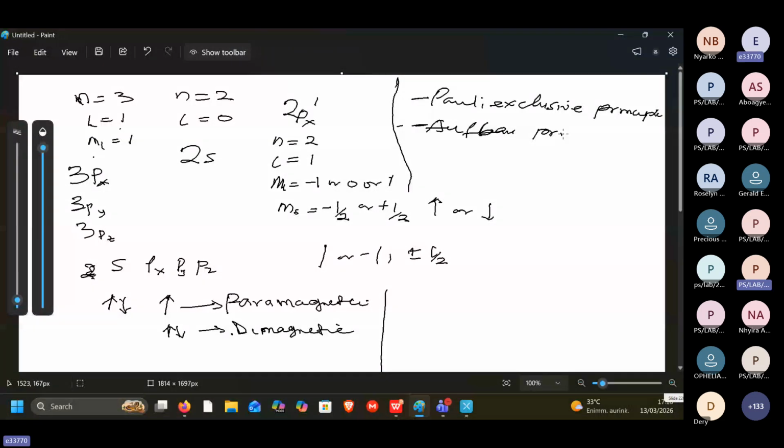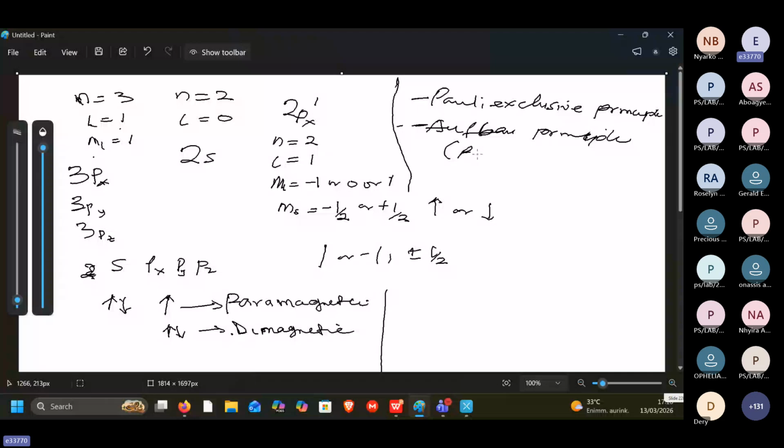What is this Aufbau principle? The Aufbau principle basically means we should start from the building blocks, trying to build from lower to up. So build it up: start from a lower energy before getting to a higher kind of energy.